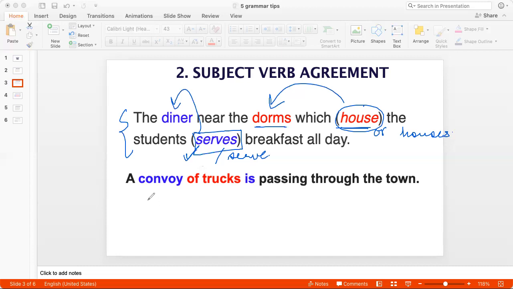Okay, when we have the X of Y construction, like a convoy of trucks, then the subject is supposed to be X. So when I say a convoy of trucks is passing through the town, I would say is because convoy is singular, right? So this is like saying that it's a collective noun of trucks. I'm kind of using convoy as a collective for trucks, and that will be the subject. Okay.